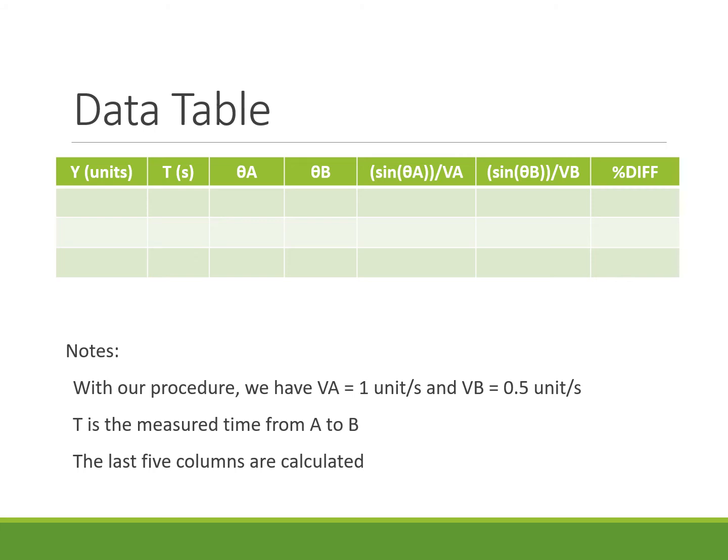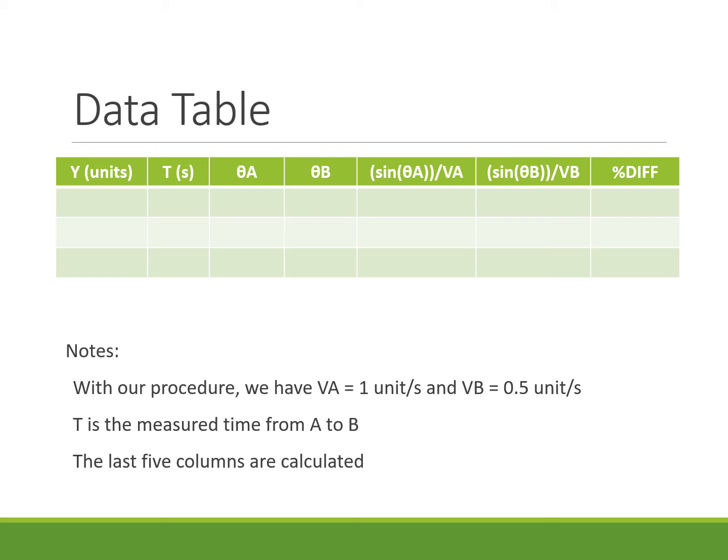We'll have a column for Y, which is the distance from the bottom of the worksheet up to point C in units. We'll have the time that we measured in beats, which are seconds, getting from point A to point B through that point C. We'll calculate the angles theta A and theta B that will be mentioned in a moment. It may not be clear why we're doing that now, but we will calculate the sine of theta A divided by the speed in region A. And we'll also calculate a column for the sine of theta B over the speed in region B.